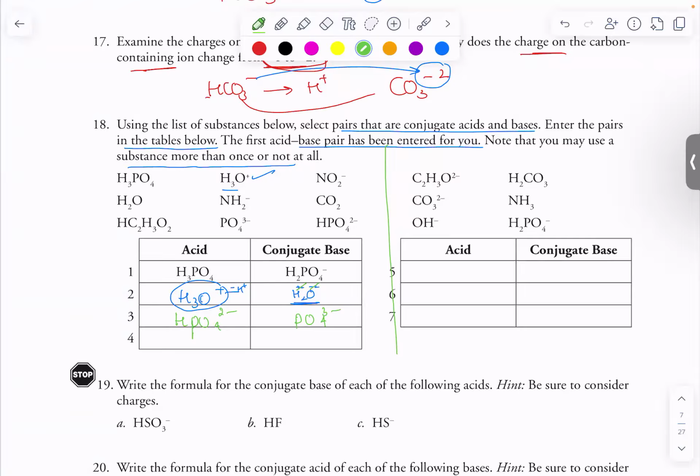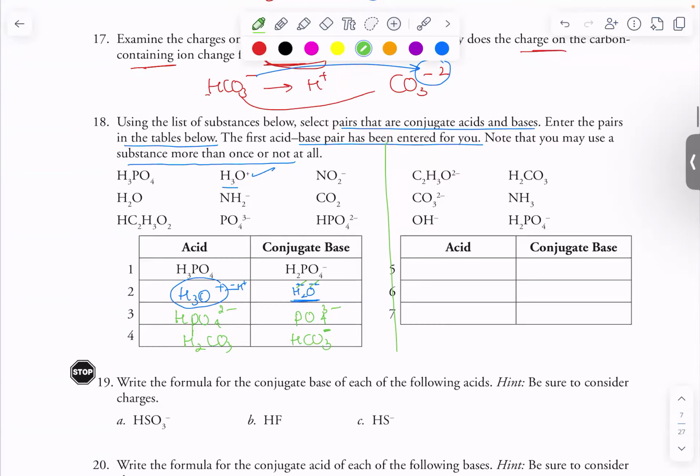And then the next one, H2CO3, which is an acid. So it's going to donate a hydrogen proton and it'll become HCO3 minus, right, because it loses a proton. Yes. Next.